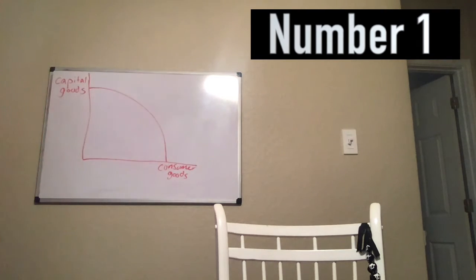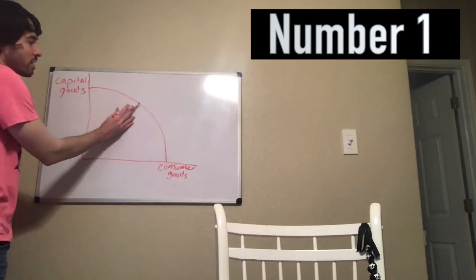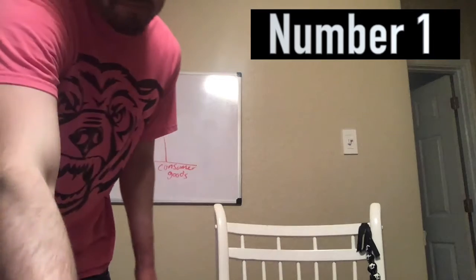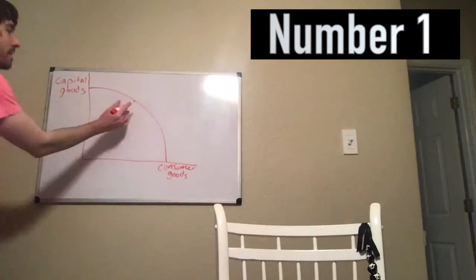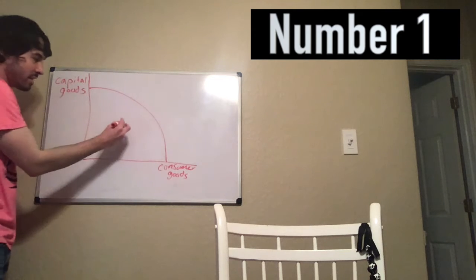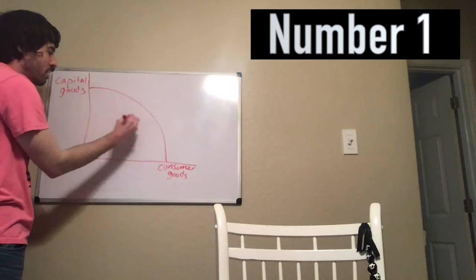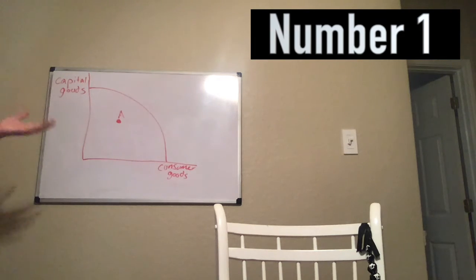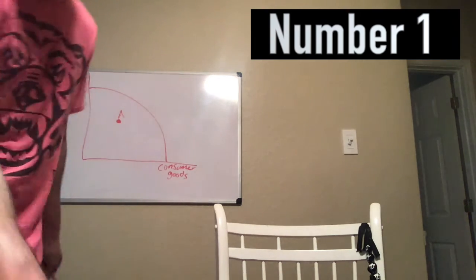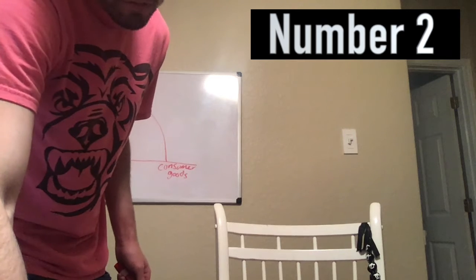Alright, this is an economy in a deep recession. Anywhere on this curve is going to be an efficient point of production. So that means that anything that is inside this curve is inefficient. And during a recession, we're experiencing high unemployment, and so our economy is being inefficient. All right, I'm going to move on to number 2.